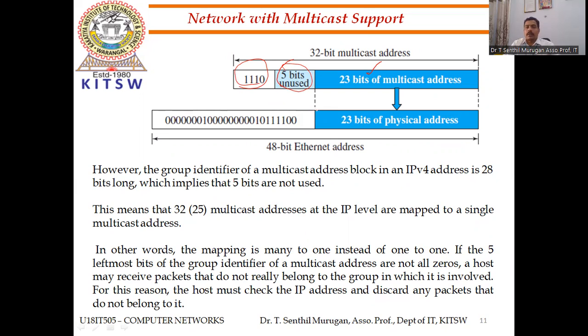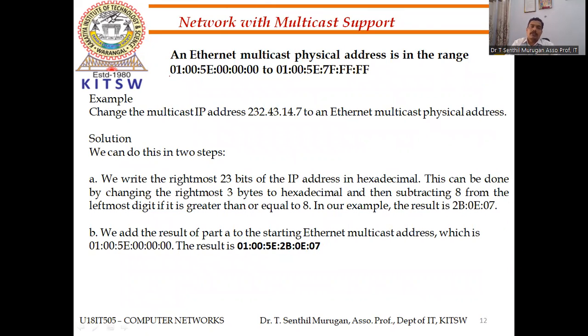In the MAC address, there are 48 bits in total. Out of 48 bits, 23 bits represent the multicast address and the remaining 25 bits are the same for all multicast addresses. This is the multicast Ethernet address, and this address range is considered multicast in MAC addresses.